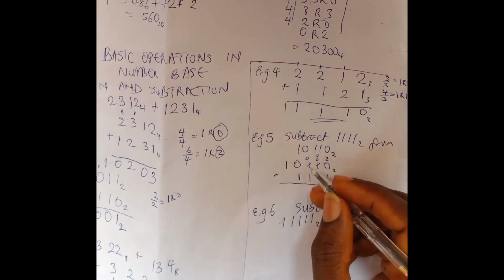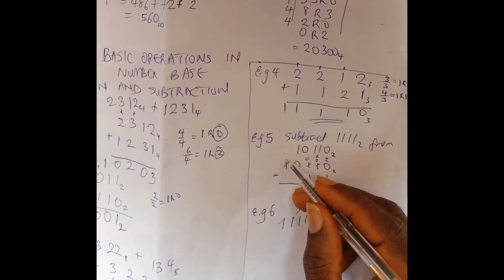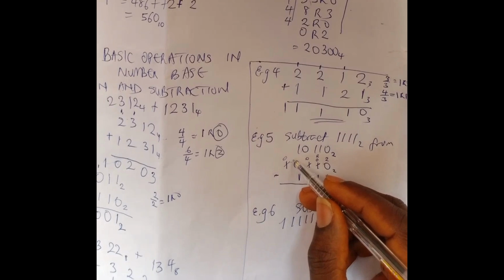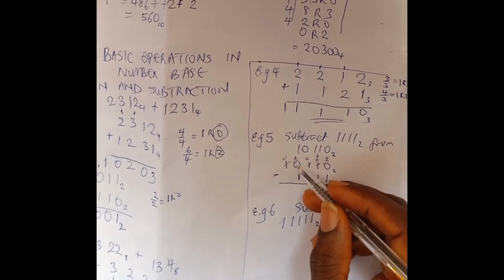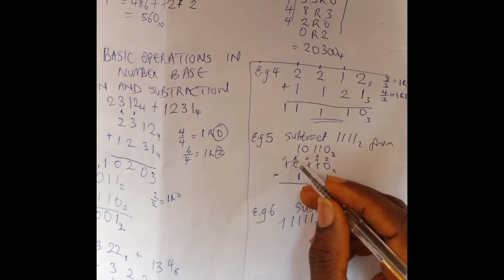0 minus 1 is impossible. Borrow 1 from here. Here turns to 0. Here that's supposed to, here will now turn to what? 2. But this is not what we want to do now. So borrow 1 from this 2 again to turn to 1.